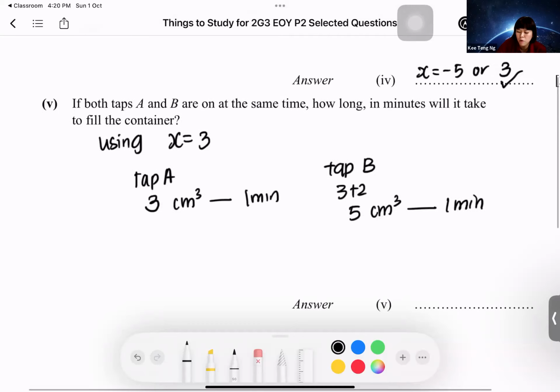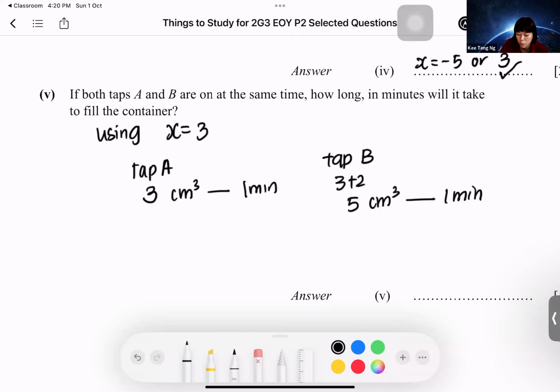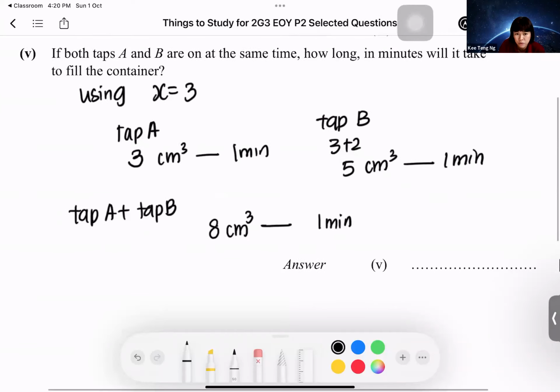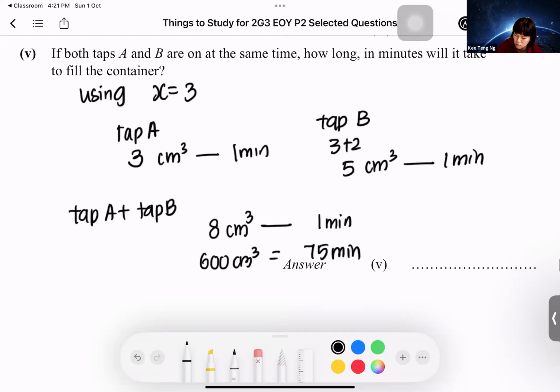If the two of them combine together, within 1 minute in total, I get 3 cm cube from tap A, 5 cm cube from tap B. That means I will have a total of 8 cm cube from both of the taps. How long will it take in minutes to fill the whole container? I have 600 cm cube. That will give me 600 divided by 8, to give me the answer 75 minutes taken.